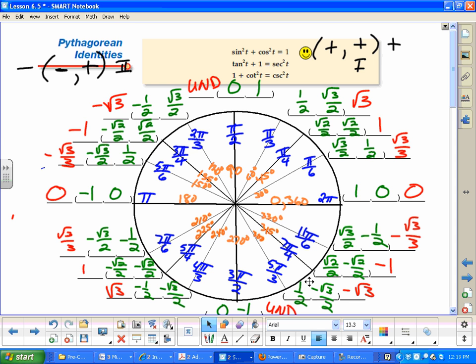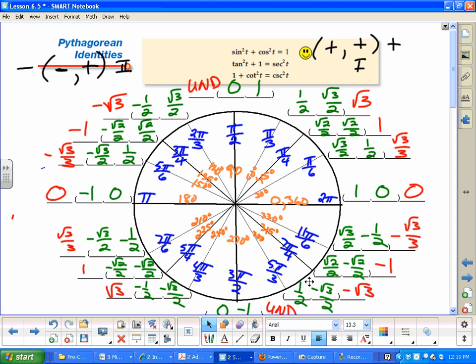Go ahead and pick one point, any point on the unit circle, ignoring tangent, using sine and cosine. Square the two numbers and add them together and see if you get 1. Okay, everybody do it. Square them and add them together. Sine squared plus cosine squared equals 1.